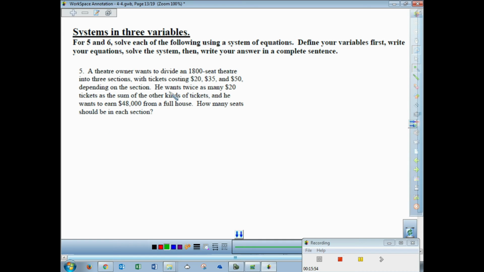So we're in 3 variables, and we just got to realize they're asking us about the types of seats. Well, we've got 3 different kinds of seats. A $20 seat, a $35 seat, and a $50 seat. So I'm going to define my variables like so. I'll use x, y, and z, and I say that x is the number of $20 seats, y is the number of $35 seats, and z is the number of $50 seats.